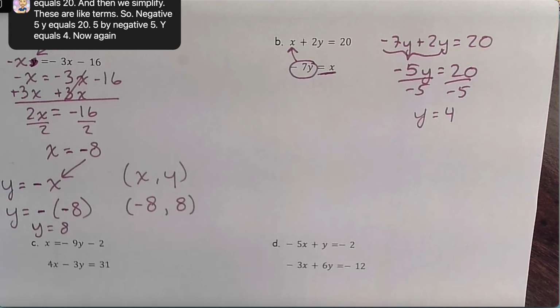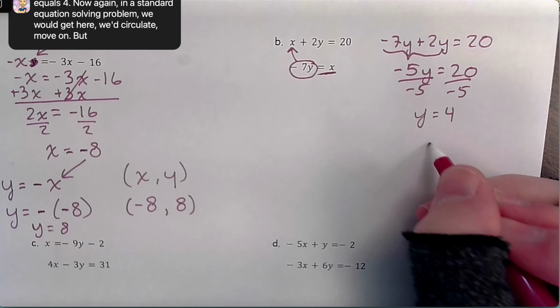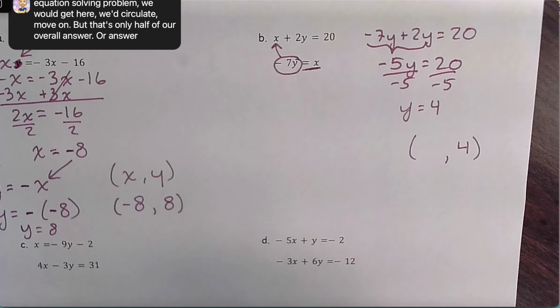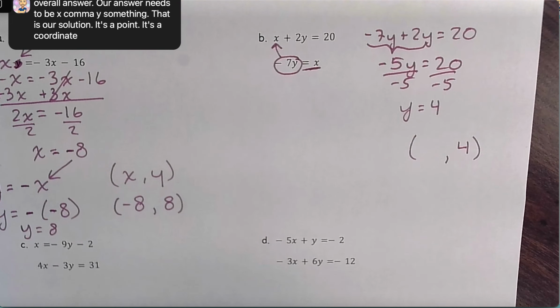Now again, in a standard equation solving problem, we would get here, we'd circle it, we'd move on. But that's only half of our overall answer. Our answer needs to be x comma y something. That is our solution. It's a point. It's a coordinate. So now we need to find x as well.